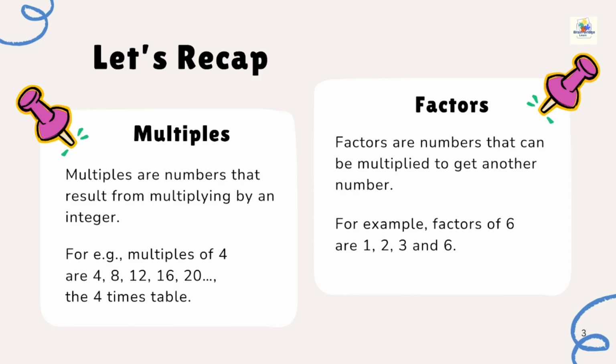Factors are the numbers that can be multiplied and give a product to get another number. For example, factors of 6 are 1, 2, 3 and 6. We can also see that a factor of a particular number always divides it fully. Like if you see, 1 is dividing 6 fully, no remainder is left. Same with 2, 3 and 6. So that is how it is done.